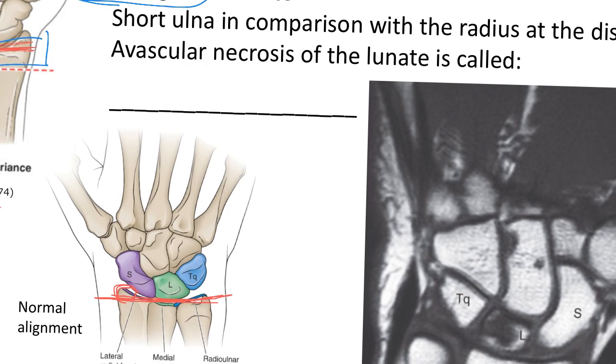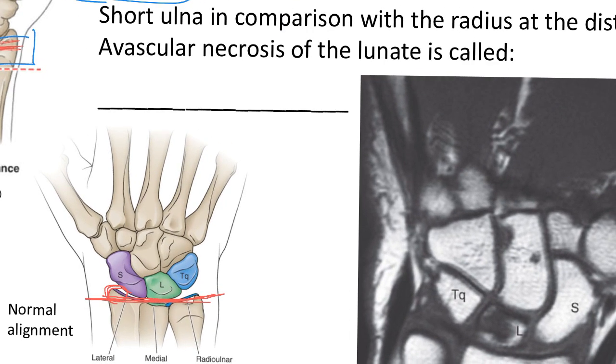So one of the things that may be affected, let me get my highlighter out here, is the lunate, which is in green right there. And the patient may get something called avascular necrosis. Sometimes we abbreviate that, AVN.